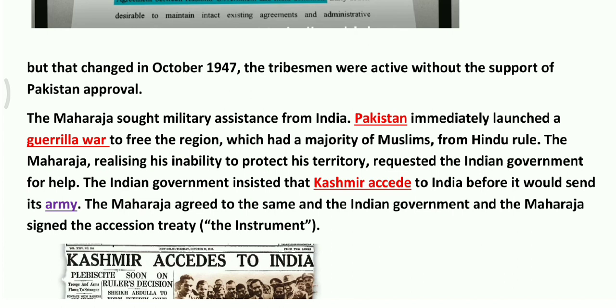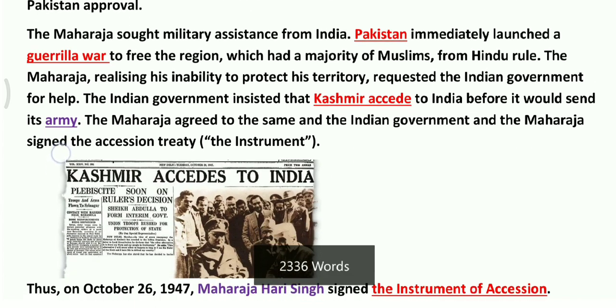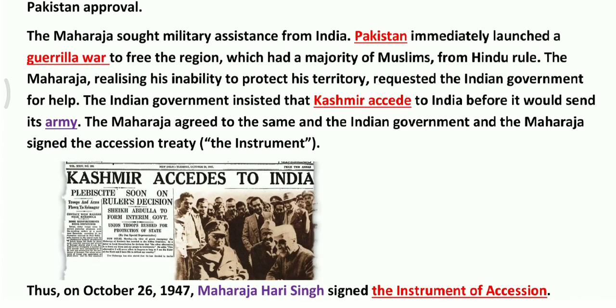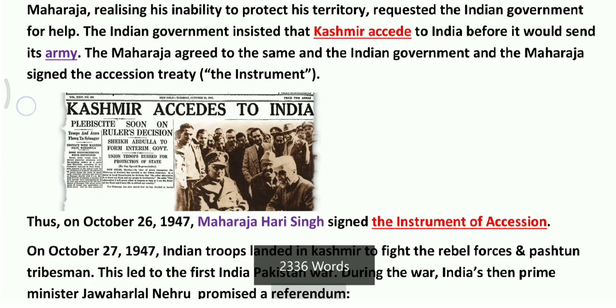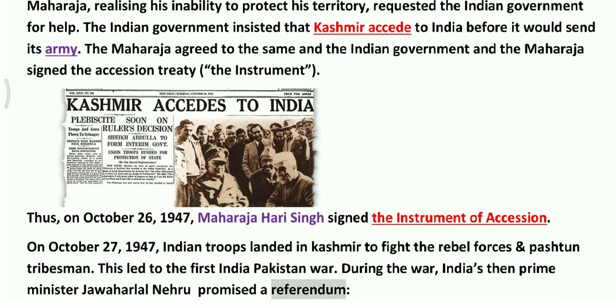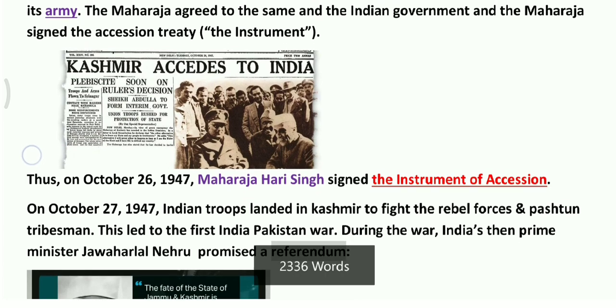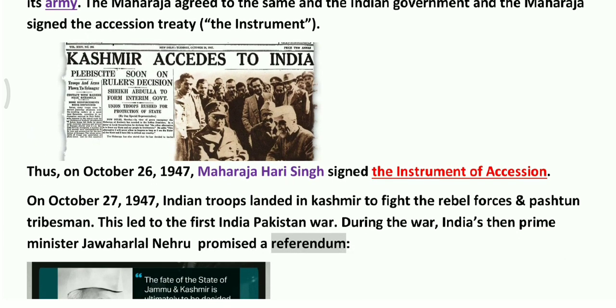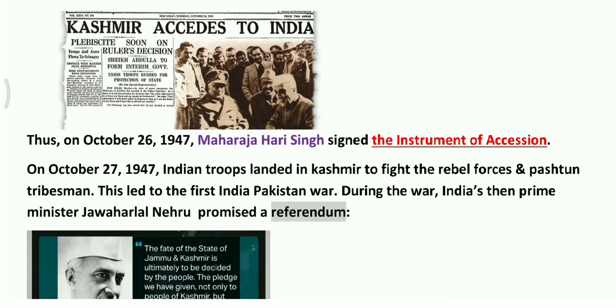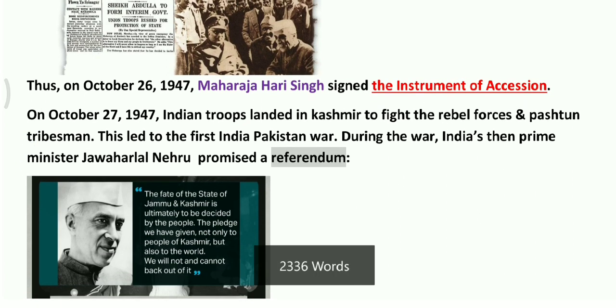The Indian government insisted that Kashmir accede to India before it would send its army. The Maharaja agreed to the same, and the Indian government and the Maharaja signed the accession treaty, the instrument. Thus, on October 26, 1947, Maharaja Hari Singh signed the instrument of accession. On October 27, 1947, Indian troops landed in Kashmir to fight the rebel forces and Pashtun tribesmen. This led to the first India-Pakistan war.